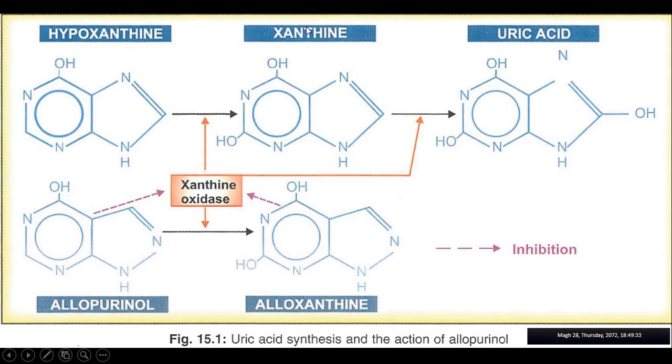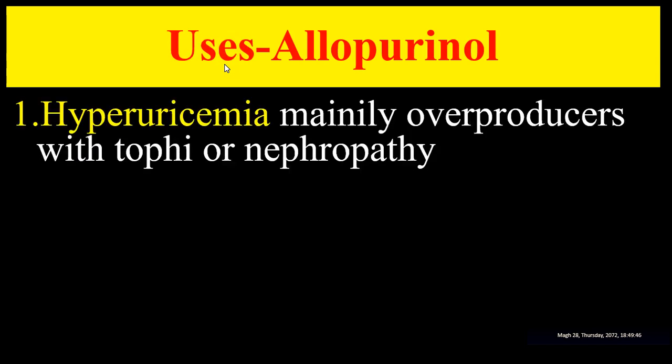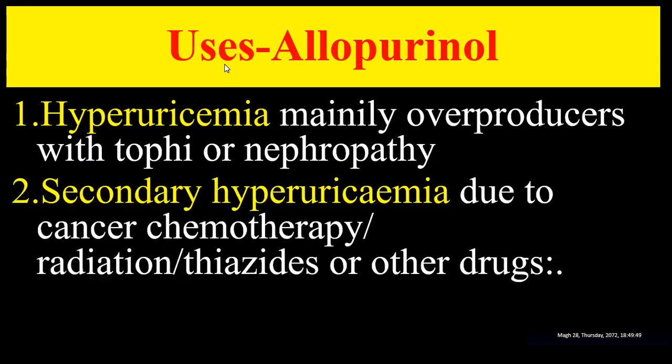Now the result is more xanthine and hypoxanthine in the blood, and these hypoxanthine and xanthine are excreted easily from the body, being water soluble. So the use of allopurinol is hyperuricemia, mainly in overproducers with tophi and nephropathy. As you can see, hyperuricemia is associated with tophi, with uric acid stones, etc.